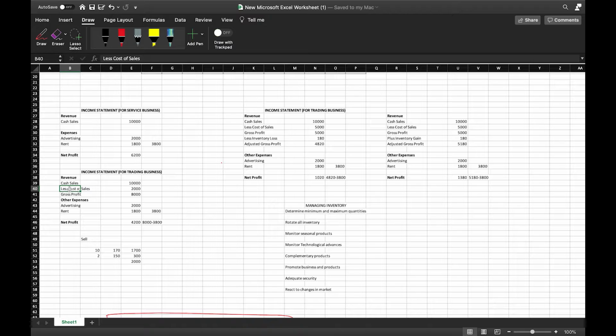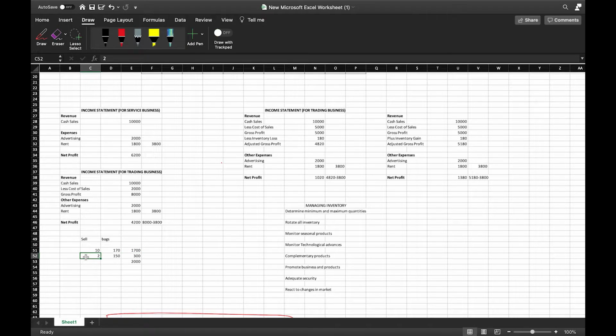But now we have to deduct the cost of sales, which is the total cost of the inventory that we have sold. For example, in this period, let's say we are selling bags, and we have two kinds of bags. One is at 170 each and one is at 150 each. For that period, we've sold 10 of the 170 each, so the total cost of the 10 bags that we have sold is 1,700.